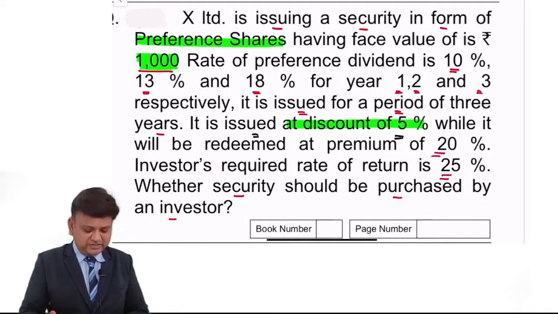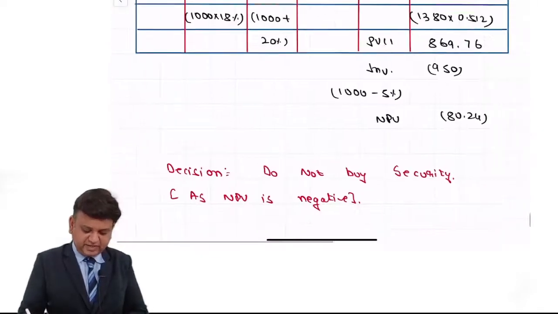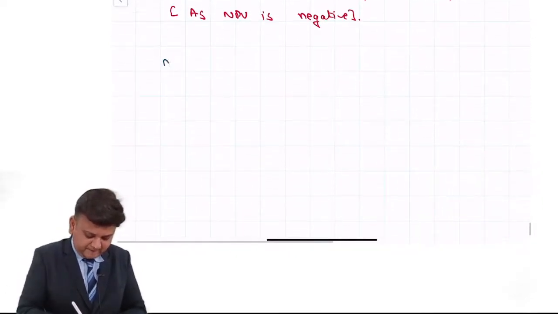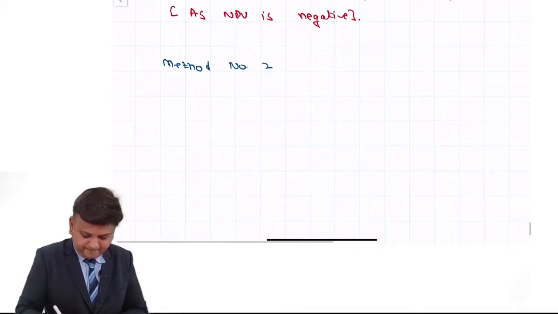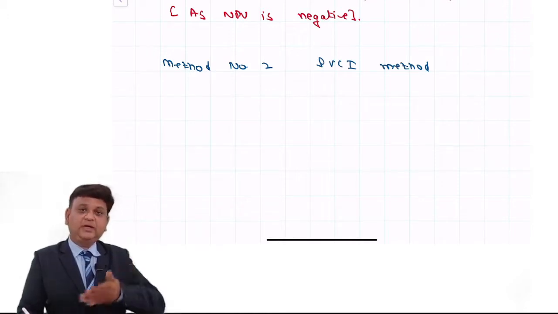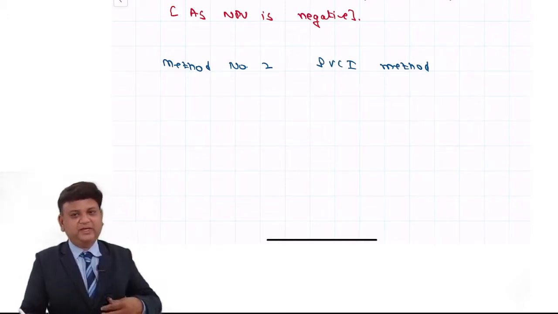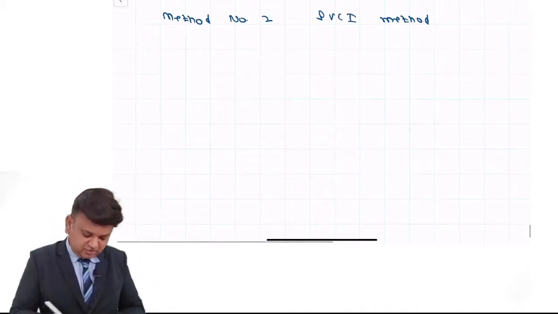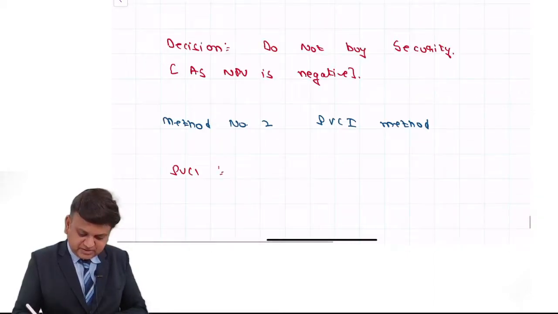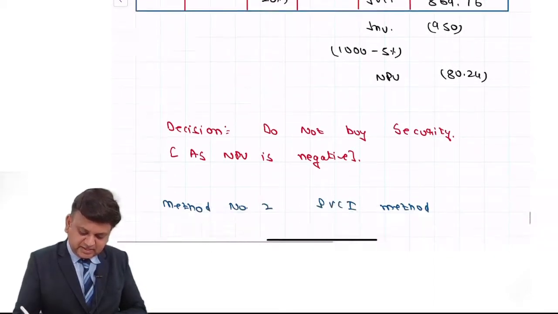Now, if at all we go with the second method, it's very simple. Present value of the cash inflow. Heading, write down: Method number 2. Present value of the cash inflow method, or fundamental price, or equilibrium price, or intrinsic value. All these are different names, but they are going in the same direction. In that, present value of the cash inflow is 869.76.